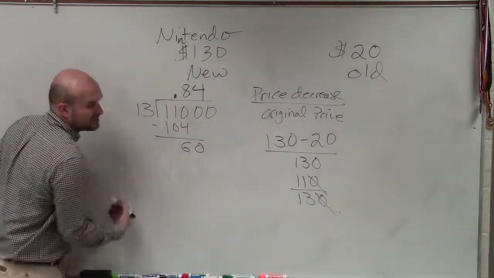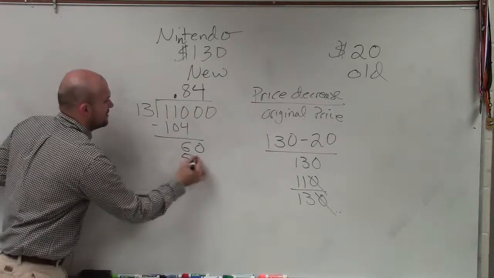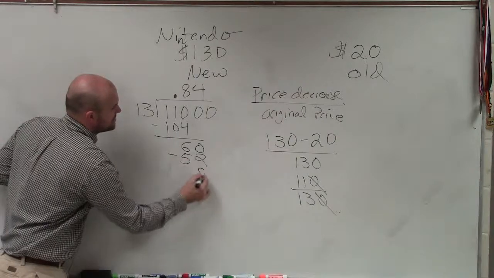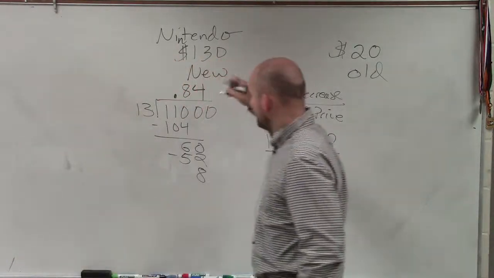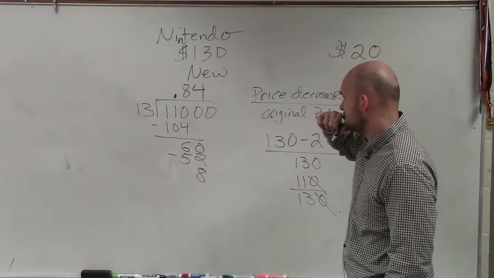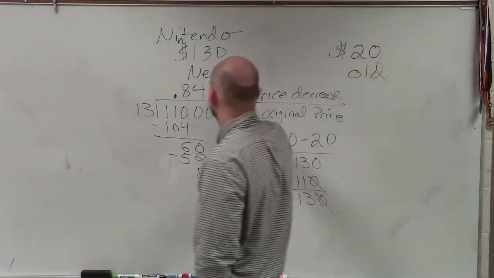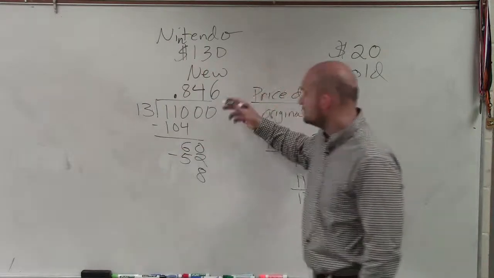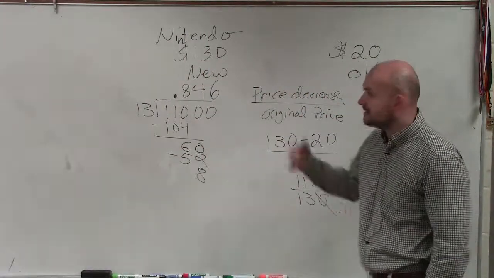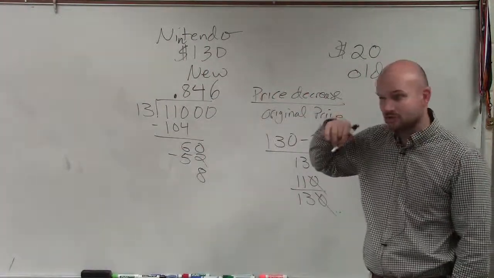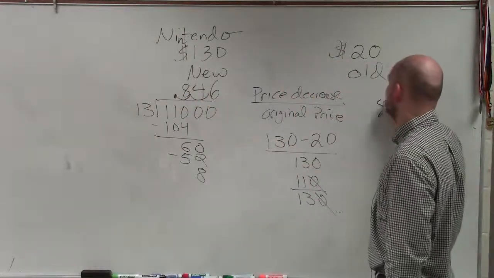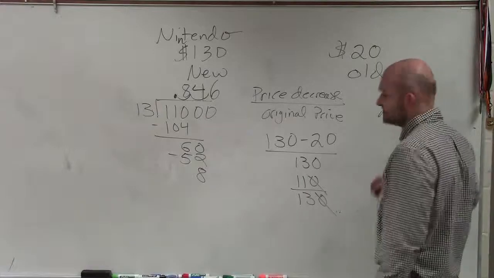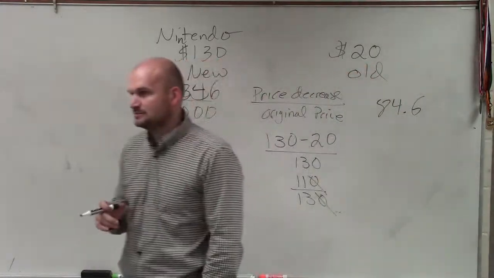But we're only going to do it to the tenths. Actually, let's do the next one. 52, that subtracts. That brings you down to an 8. 13 would go into 80 6 times. So now, 0.846. And if we want to convert this to a percentage, then I just multiply by 100. And we'd say that the price decrease is 84.6%.